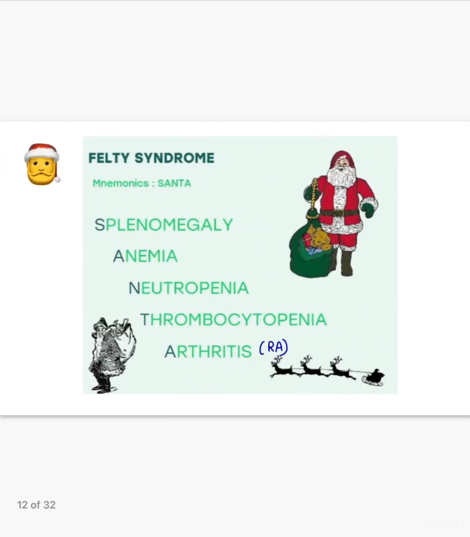Now moving on to your next syndrome, that is your Felty syndrome, guys. The mnemonic here is SANTA. S is for splenomegaly, A is for anemia, N is for neutropenia, T is for thrombocytopenia, A is for arthritis, that is basically your rheumatoid arthritis. So again this is important. This may be asked: which one of the following is not a part of Felty syndrome? Four options could be given. Again an important MCQ that may be tested upon, guys.